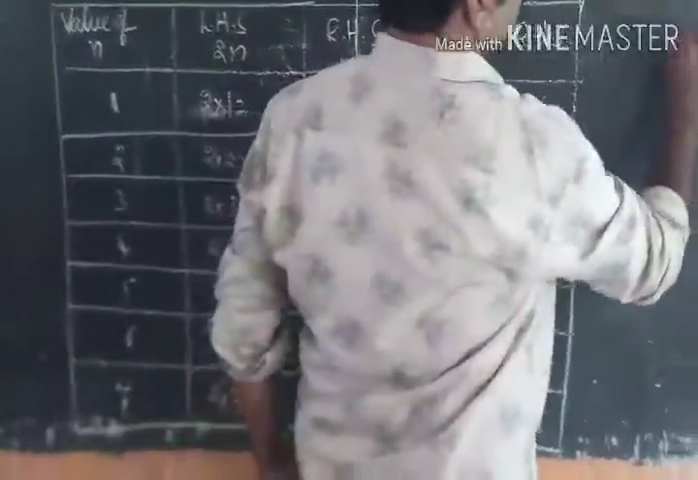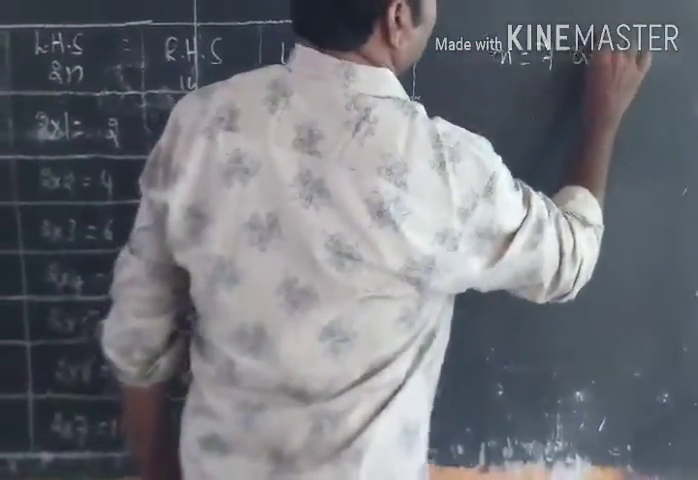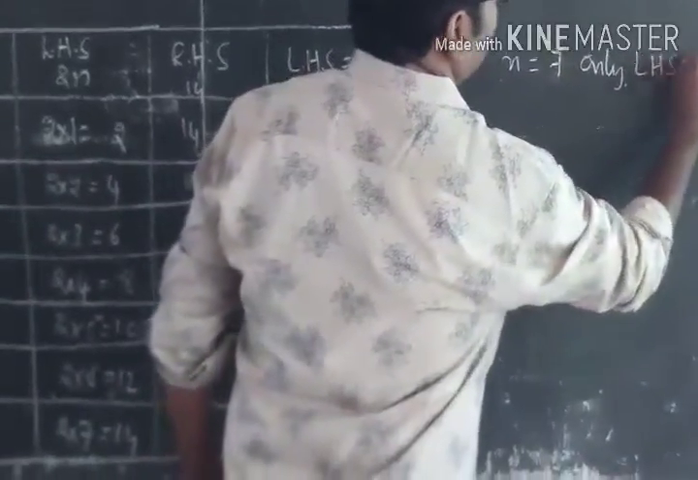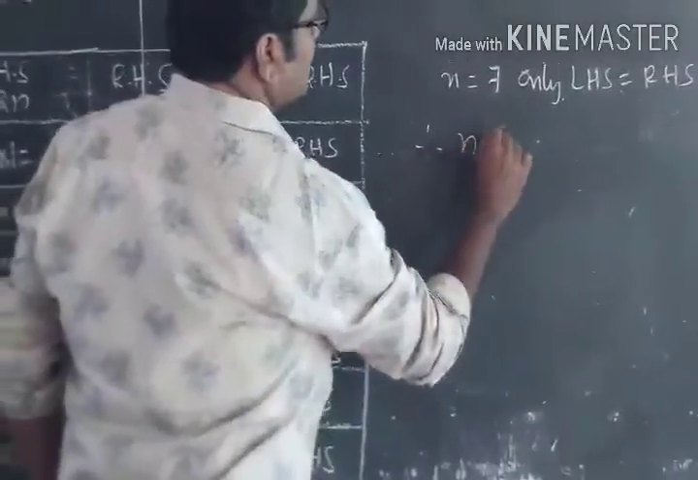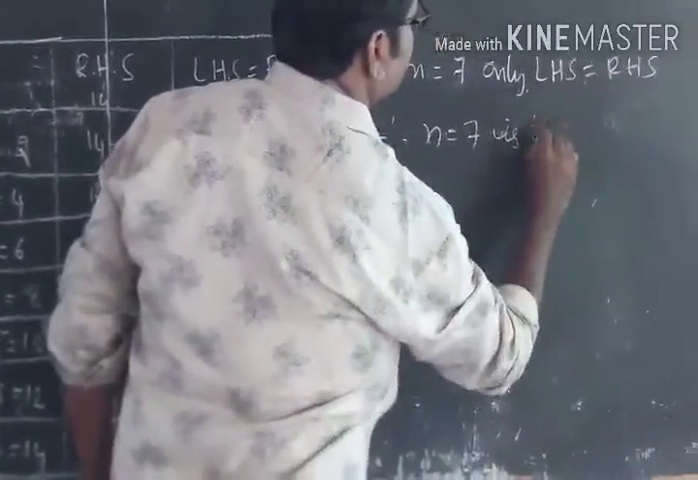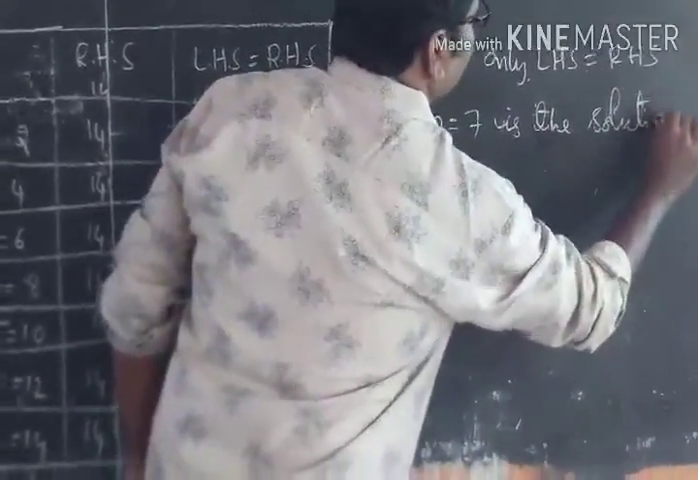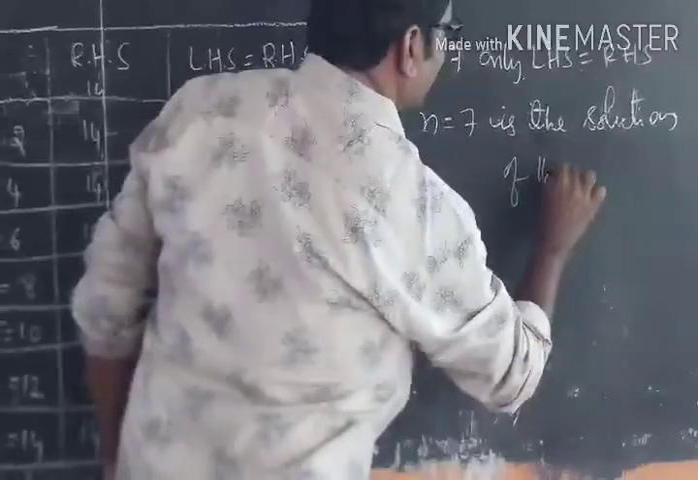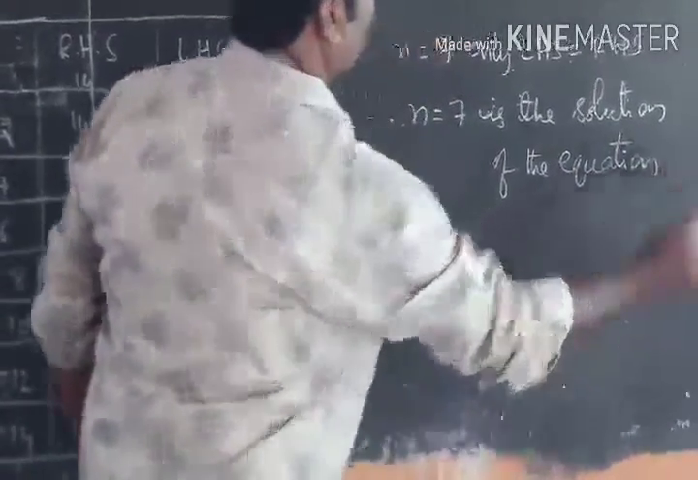n is equal to 7 only. LHS is equal to RHS. Therefore, n is equal to 7 is the solution of the equation.